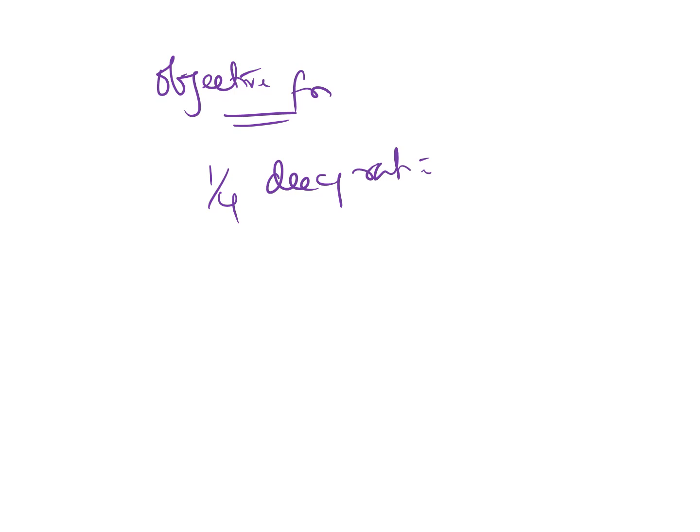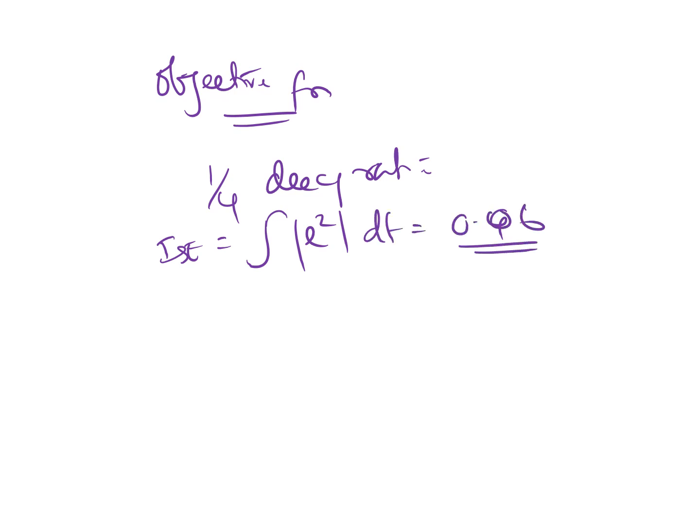Like your process should behave with a 1 by 4 decay ratio, or your integral ISE, which is the integral of e squared dt. This value should be some 0.04 or 0.06. Likewise, you fix the value for ISE, or you can take some gain margin or phase margin value. This is how you create an objective function. That objective function should satisfy either the 1 by 4 decay ratio of the output, or the ISE should be this much value, or the gain margin should have this much value. So this is how you go for an adaptive mechanism.